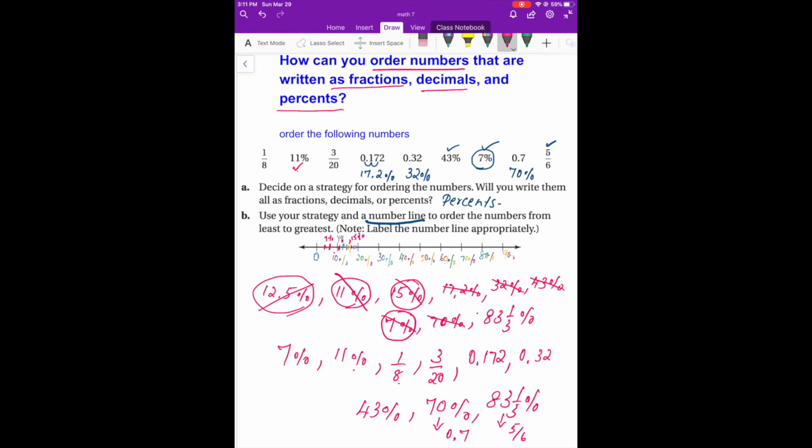So 7%, 11%, 1/8, 3/20th, and 172/1000th, 32/100th, 43%, and 7/10th, and 5/6. This is the order. So we are done with that problem.